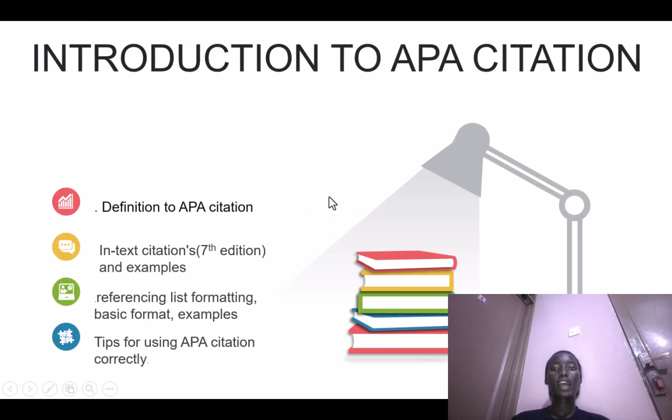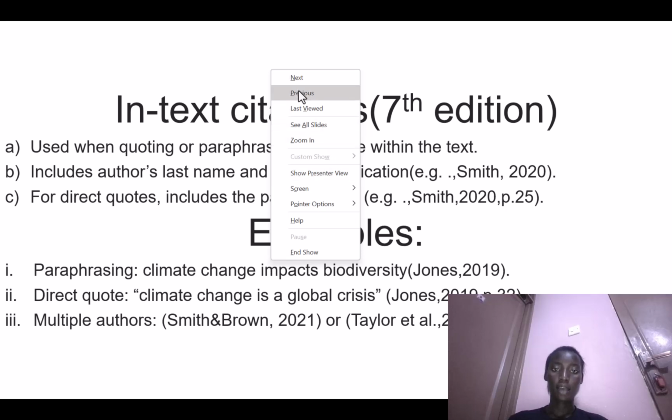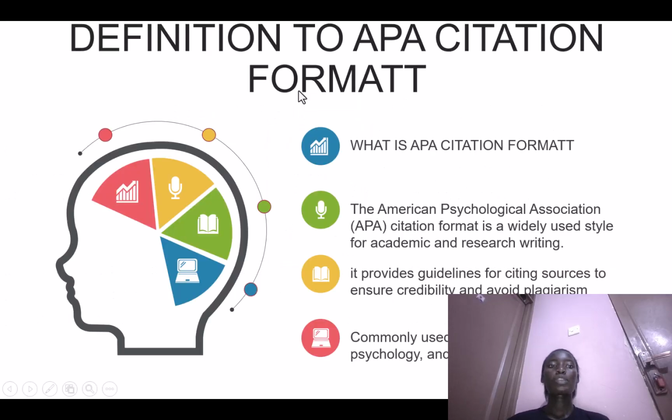This is an introduction to the APA format of citation. We are going to be dealing with the definition of the APA citation. We shall also deal with the in-text citations in the 7th edition and the respective examples. We shall also deal with the reference lists, formatting, basic format and examples, and tips for using APA citation correctly. So that is a brief introduction of what we're going to be dealing with.